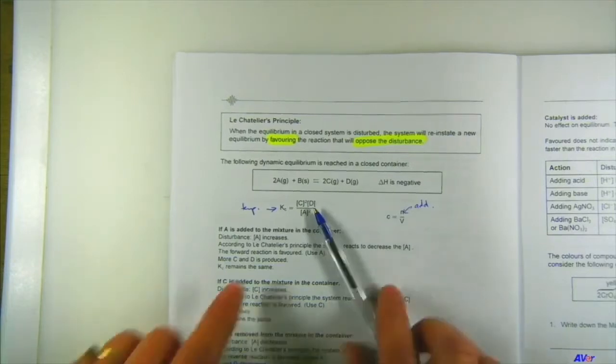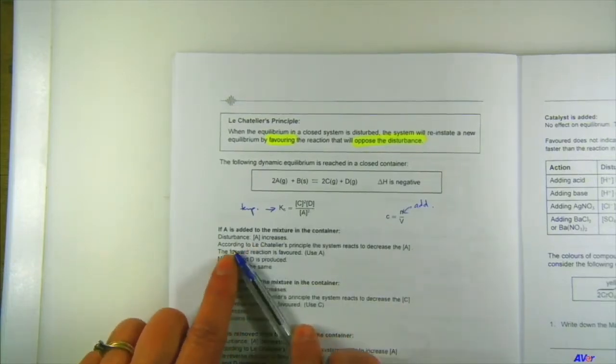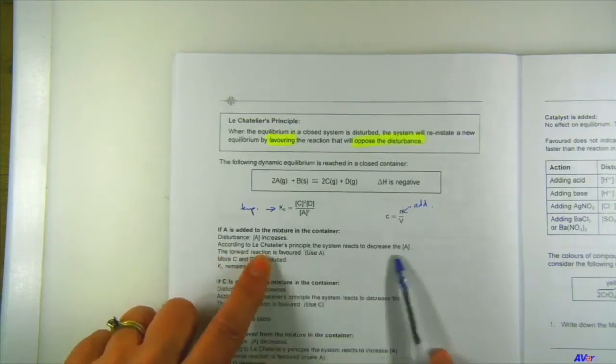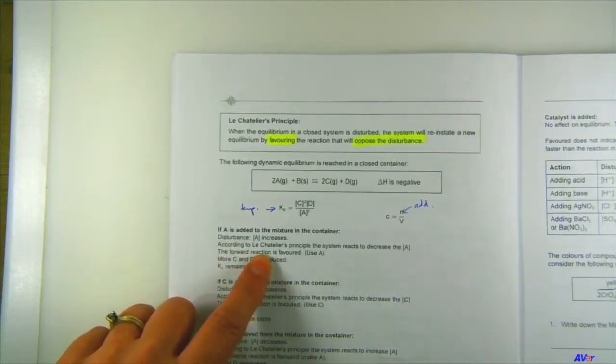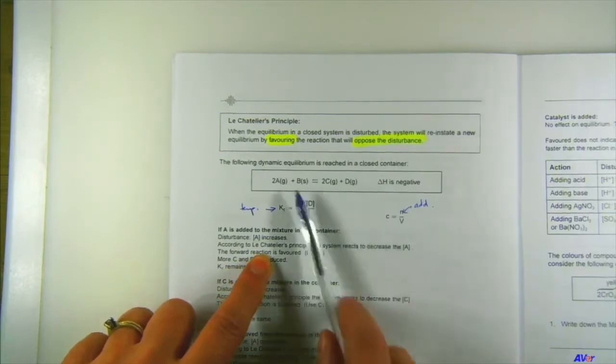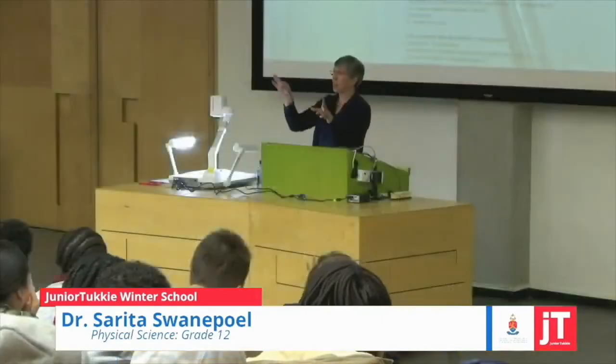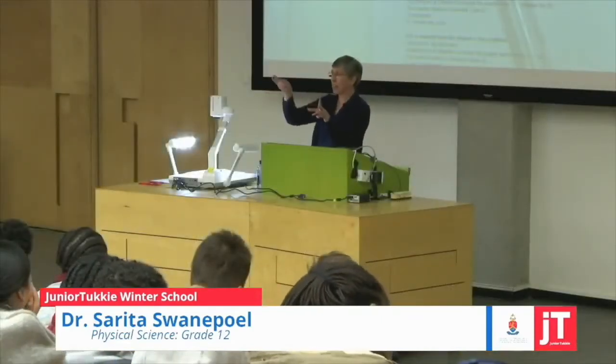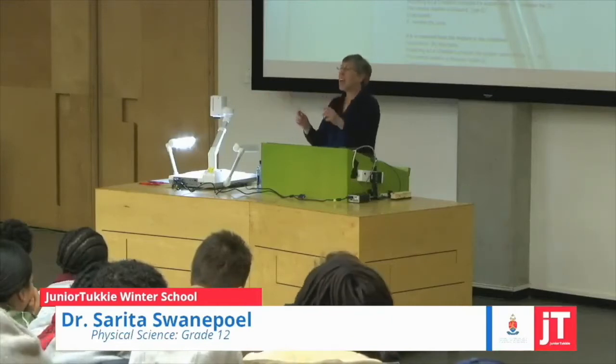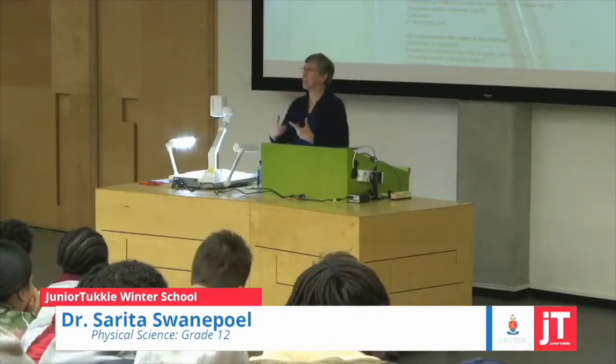Right. So I've increased A, and what does Le Chatelier tell you? According to Le Chatelier's principle, the system will react to decrease A. Right. Oppose the disturbance. And then how can it decrease A? Now, if you think about a container with A's and B's and C's and D's, right? If I want to add something, I can take it and put it in, right? If I want to remove something, that's a little bit more difficult. We'll talk about that soon. Remember, I'm going to talk about taking out. That's difficult. Right, but how can the system put things in and take things out?